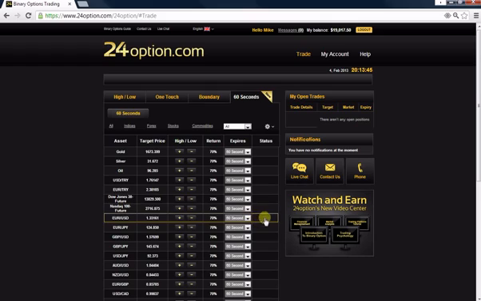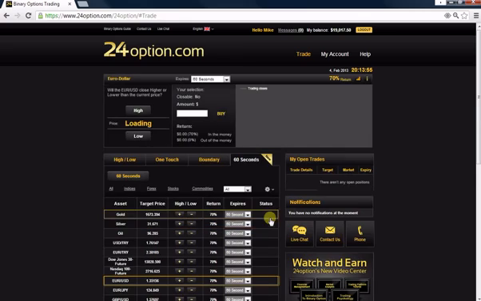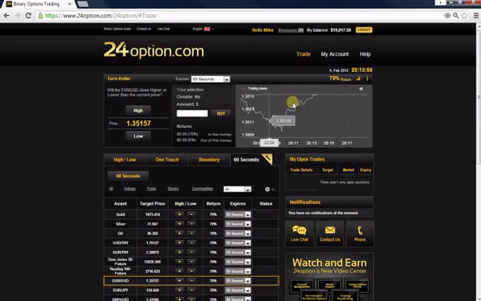So what we're going to do today is show you how this platform works, and how we can implement our 60-second options trading technique. We're going to go here to the Euro US dollar. We're going to click it, and take a look at what's been going on for the last few minutes. It's gone down, it's gone up here. So we're going to go with low.